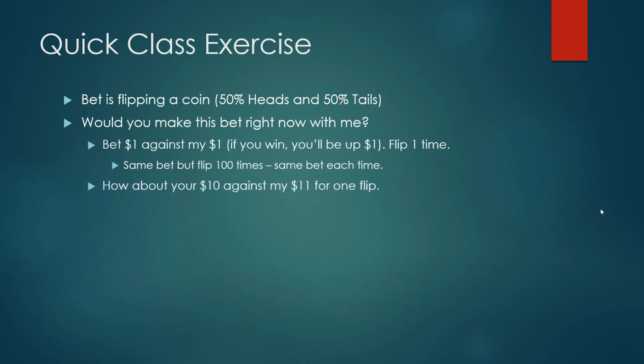All right, fair enough. So how about your $10? You're going to bet $10 against the flip. I will put $11 in. We're going to flip it one time. If you raise your hand, I might pull $11 out, you might have to pull $10 out, and we might flip a coin. I'm just kidding. You don't really have to do that. But would you take that bet?